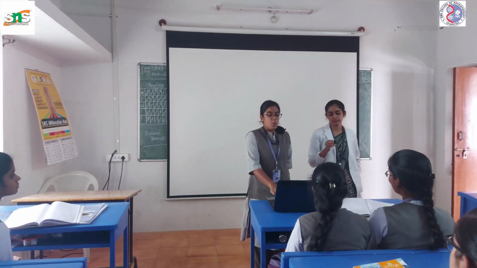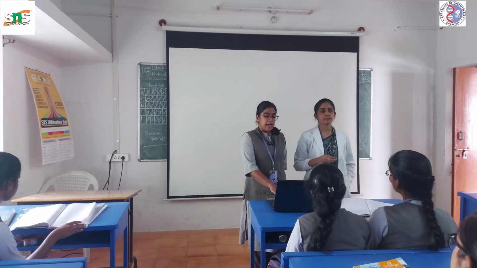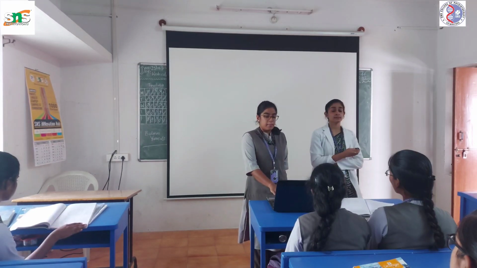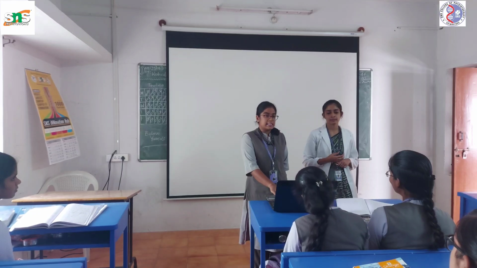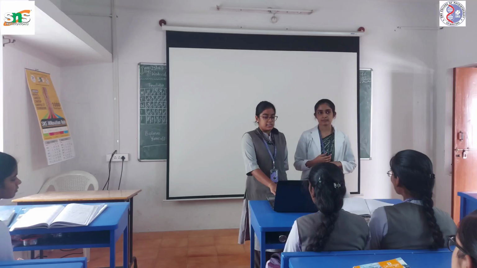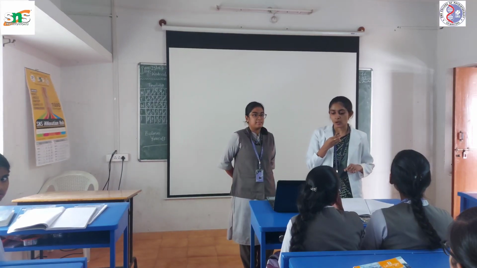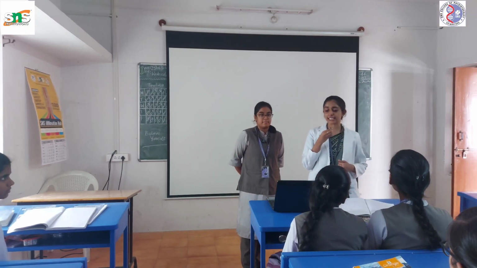The next question: what is a common radiological finding in TB spine? A. Widened joint space, B. Vertebral body destruction with disc sparing, C. Osteophyte formation, D. Subchondral sclerosis. Option B, vertebral body destruction. Okay, it is the correct answer.